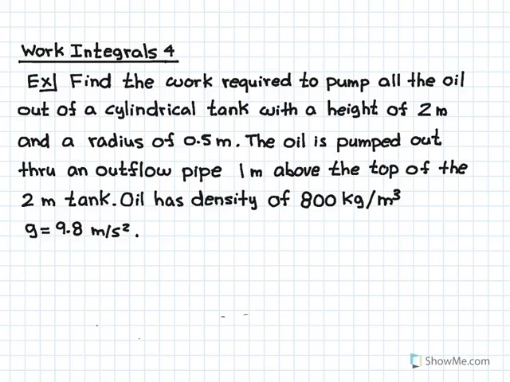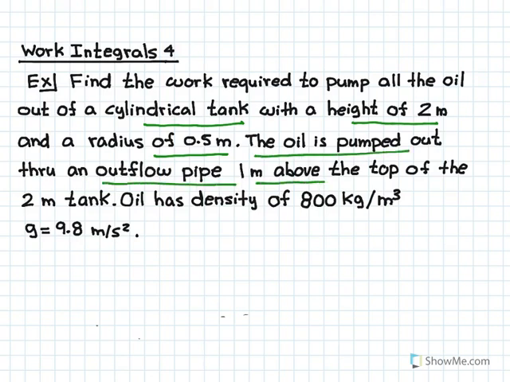In this video, we're going to look at another example of work integrals. The question here is to find the work required to pump all the oil out of a cylindrical tank with a height of 2 meters and a radius of 0.5 meters. The oil is pumped out through an outflow pipe 1 meter above the top of the 2-meter tank. Oil has density of 800 kilograms per meter cubed, and gravity is, of course, 9.8 meters per second squared.